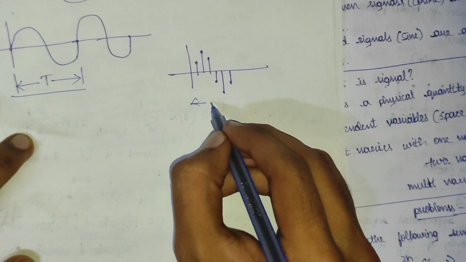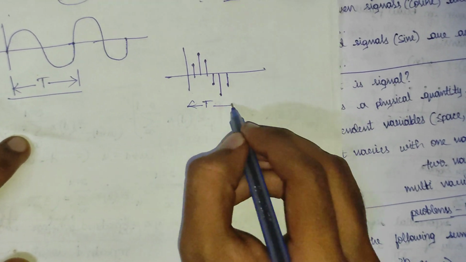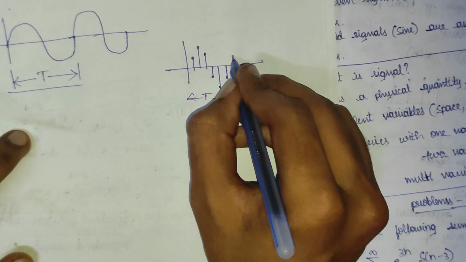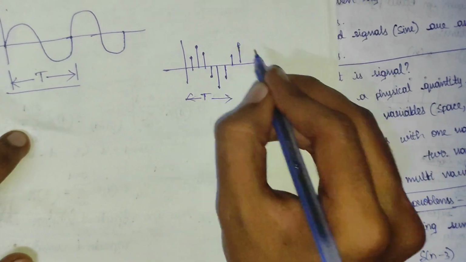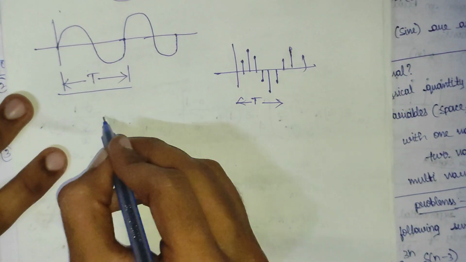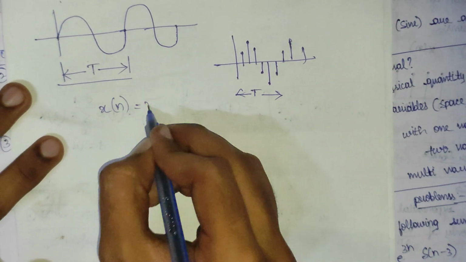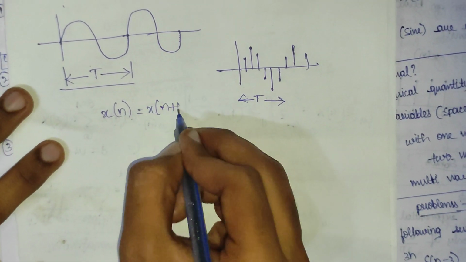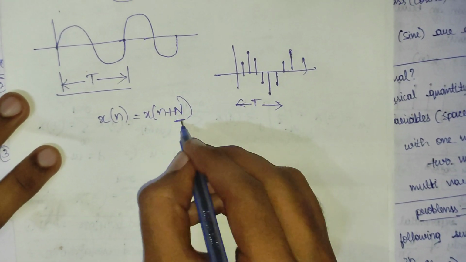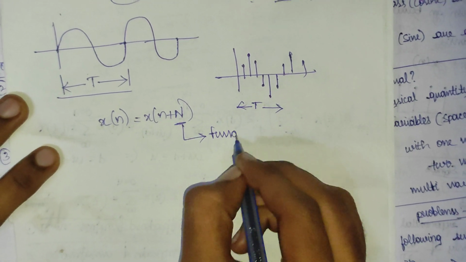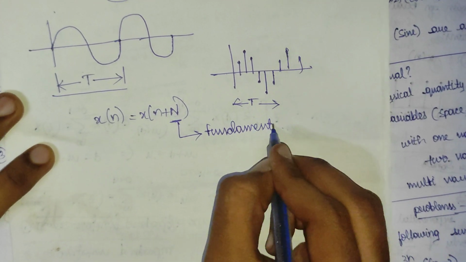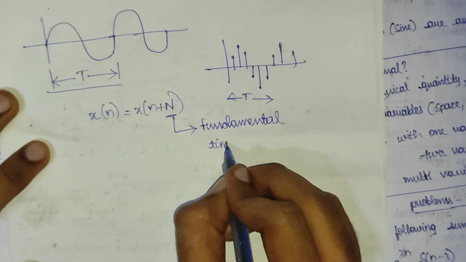This is the time period T, and it again repeats itself after some time period. So this can be checked by using the condition x of n equals x of n plus N, where here N is the fundamental time period.